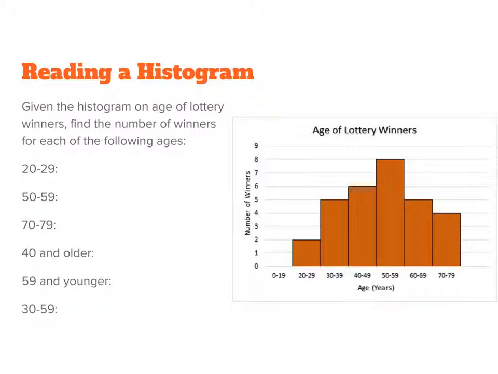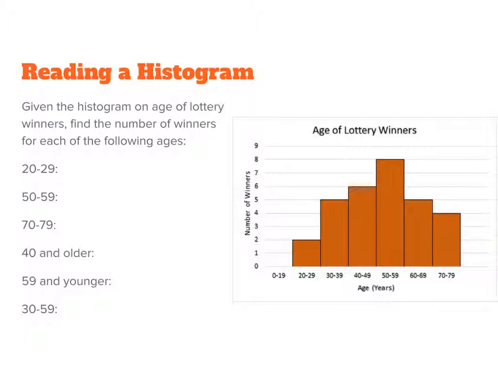So here's an example of things that you're going to see. You're going to be given a histogram. In this case, we're talking about the age of lottery winners. And then they're going to give us ranges to figure out how many fall in that range. Now what I like to do is I like to find the number in each bar first. Okay? That way this part, answering the questions, becomes a lot easier.